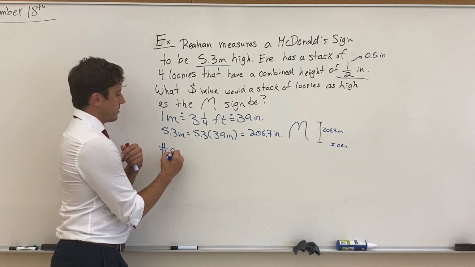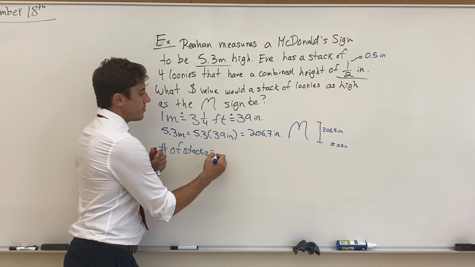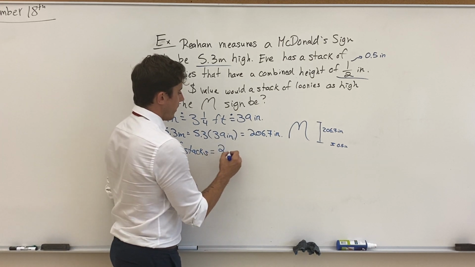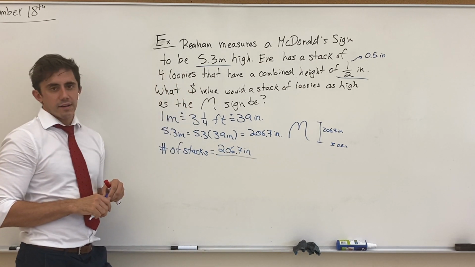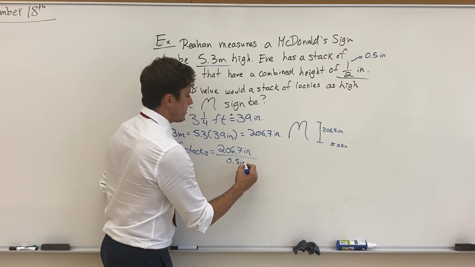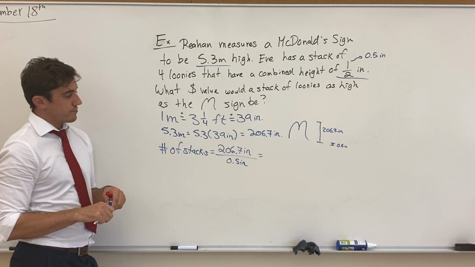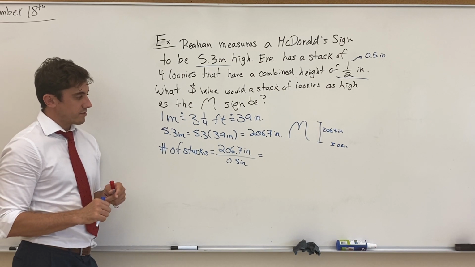We can say the number of stacks can be counted by dividing the height of the McDonald's sign by the height of one stack, right? 0.5 inches. And then we can just go ahead and compute that value by dividing through.